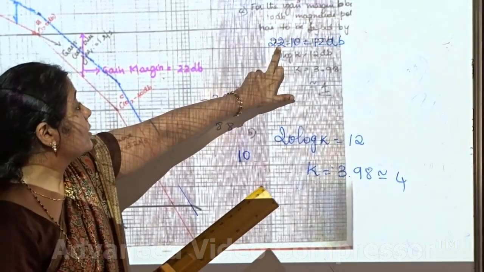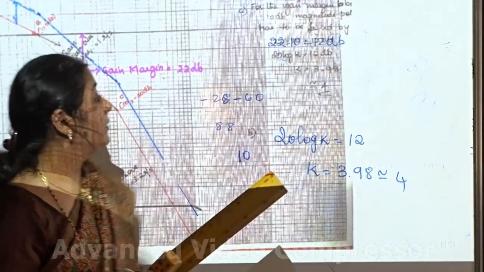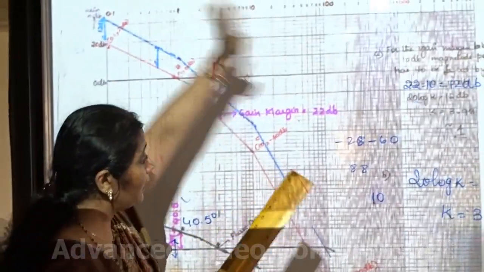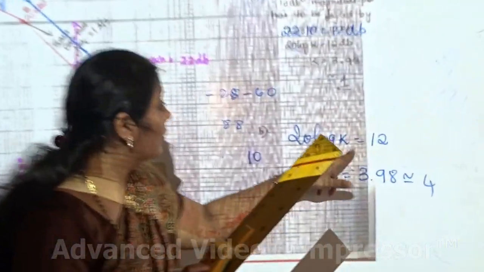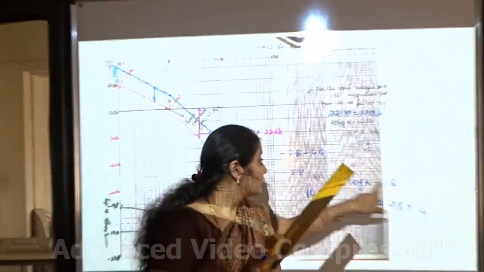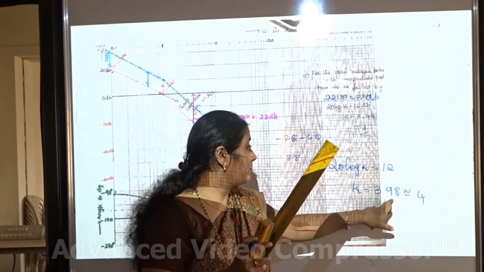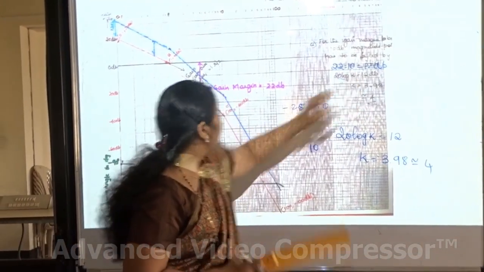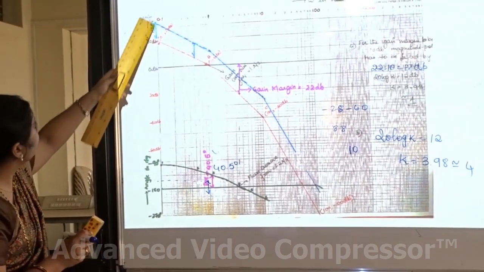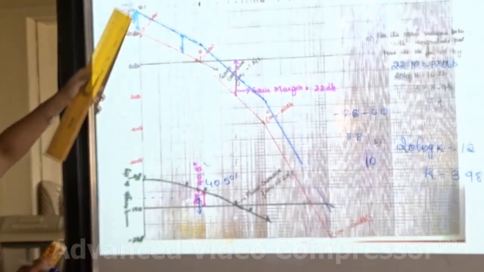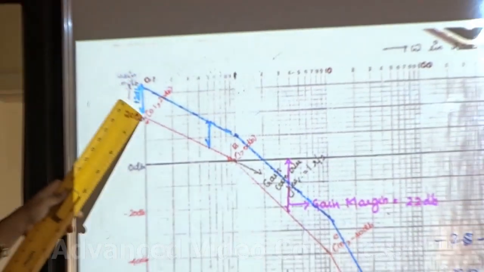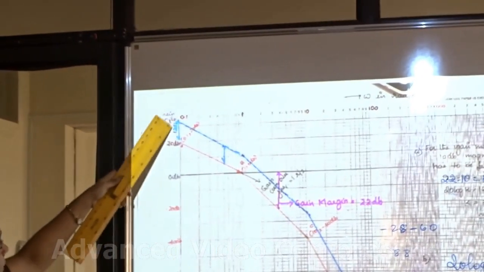So the difference, that is 22 minus 10, we had got 12 dB. We shifted it up, so now it has gone up by 12. So the new value of k will be 20 log k, but by how much has it gone up? By a value of 12. So for this value of k, it is going to be 3.98 or approximately around 4. This value will be by how much? Here it has gone up by 12. Initially it was here because the value of k was 1. Now the new value of k is going up by how much? By 12 dB.